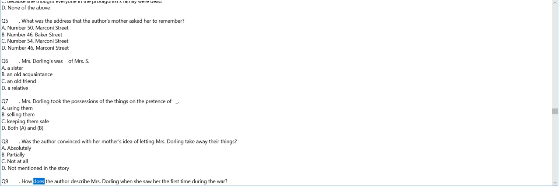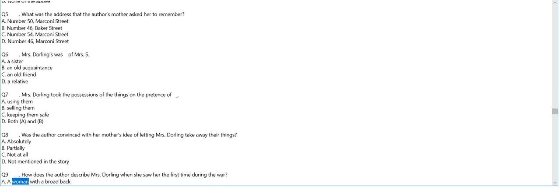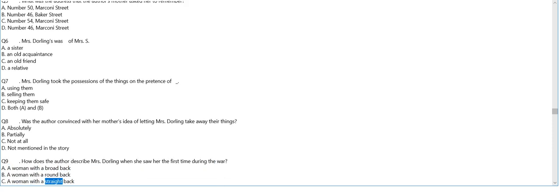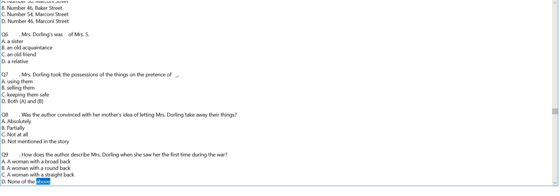Q9. How does the author describe Mrs. Dorling when she saw her the first time during the war? A. A woman with a broad back. B. A woman with a round back. C. A woman with a straight back. D. None of the above.